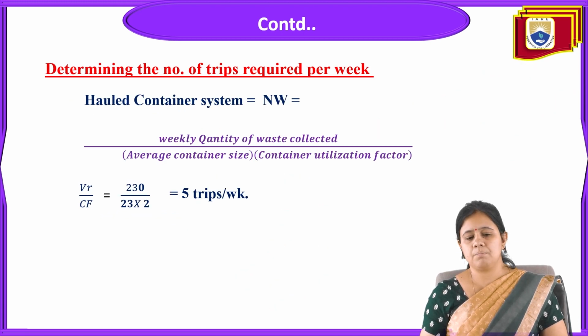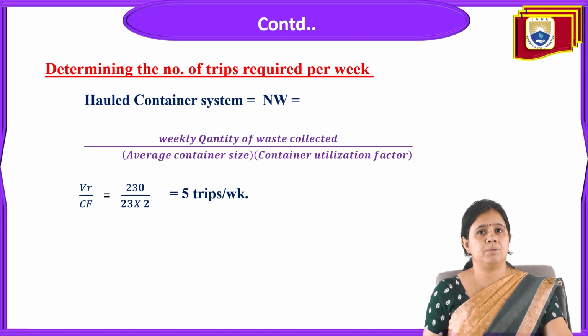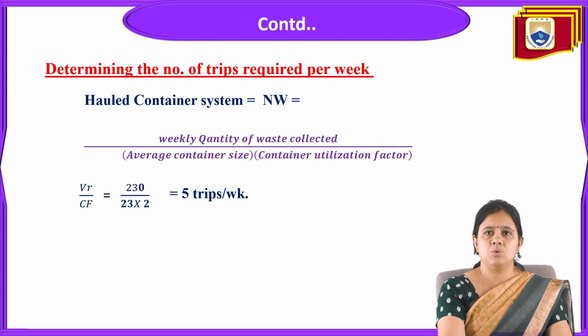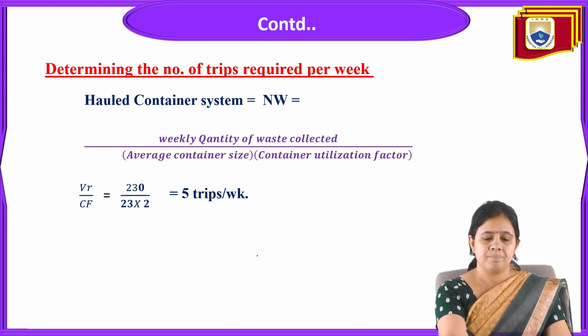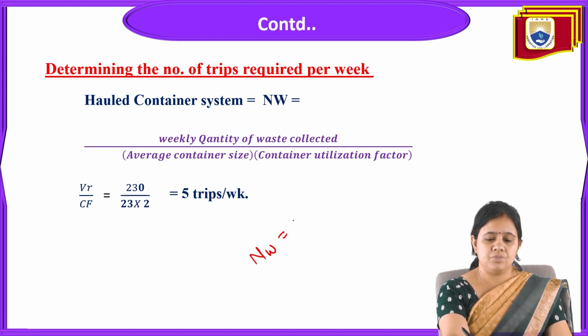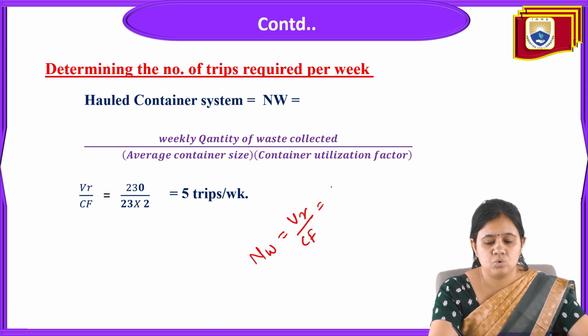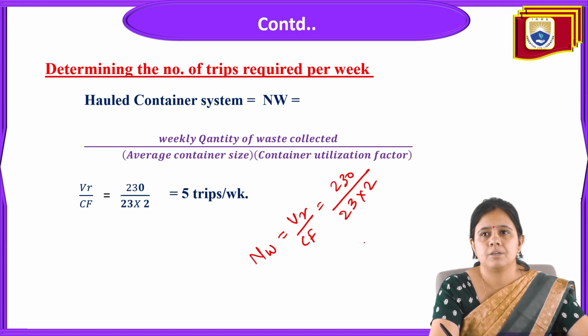Now comes another part of this numerical: determine the number of trips required per week. So per week, how many trips are required? The trips required depend on the weekly quantity of waste collected. NW in a hauled container system is NW equal to V r upon CF, where CF is already given. So 230 divided by 23 into 2 is equal to 5 trips per week.